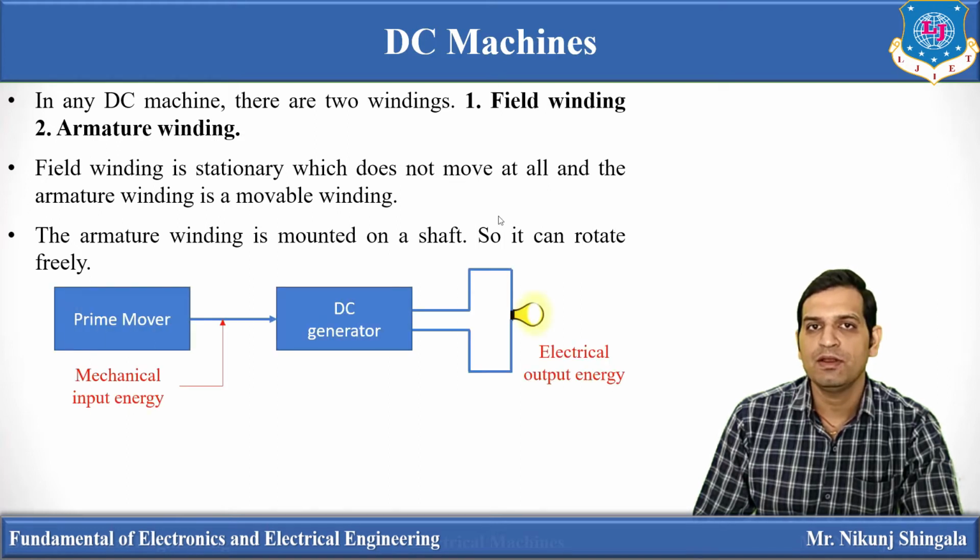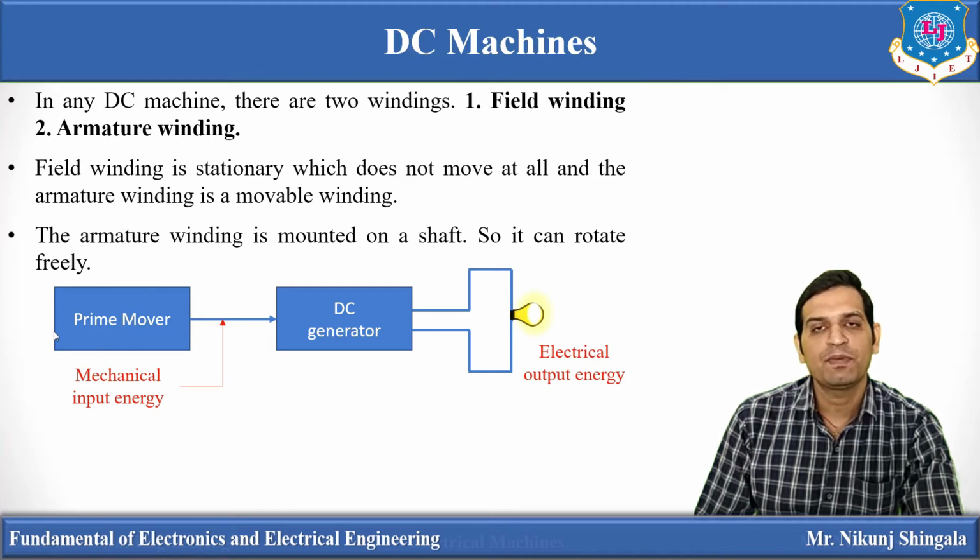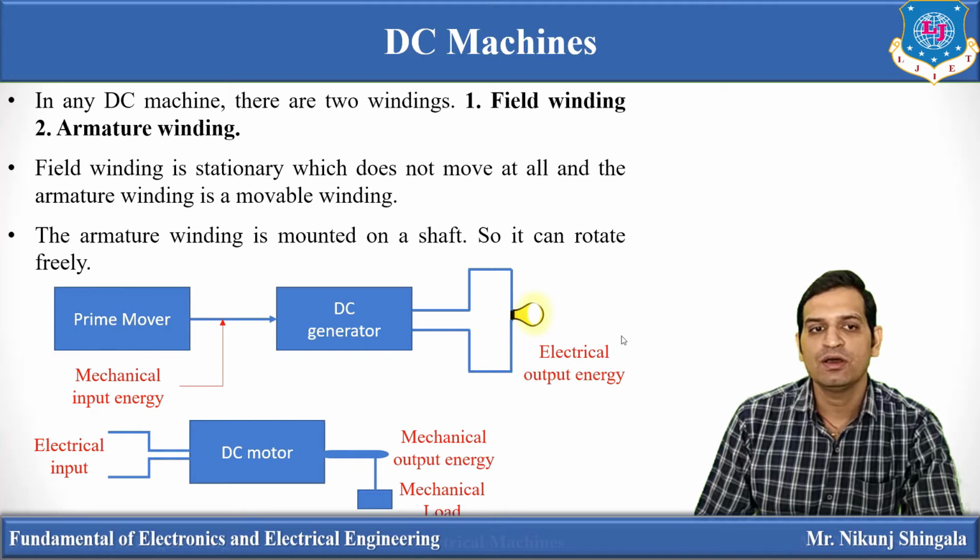Now this is a block diagram representation of the DC generator. One prime mover is used to rotate the armature of the DC generator. So the input energy is mechanical energy, and the DC generator converts that mechanical energy into electrical energy. At the output, one bulb is connected, so the bulb will turn on when the prime mover starts to rotate. So it converts mechanical energy into electrical energy. And the DC motor accepts electrical energy and converts it into mechanical energy, and at the output we are connecting some mechanical load. Construction of DC generator and DC motor is quite similar. Exactly, we can say a DC generator can also work as a DC motor.